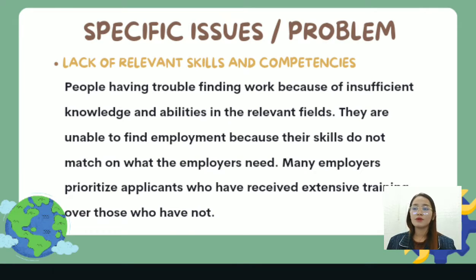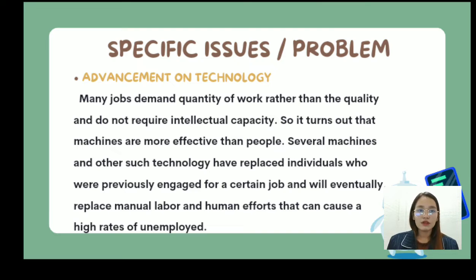And next naman po is the advancement of technology. Many jobs demand quantity of work rather than quality and do not require intellectual capacity. So, it turns out that machines are more effective than people. Several machines and other such technology have replaced individuals who were previously engaged for a certain job and will eventually replace manual labor and human efforts, which can cause high rates of unemployment.